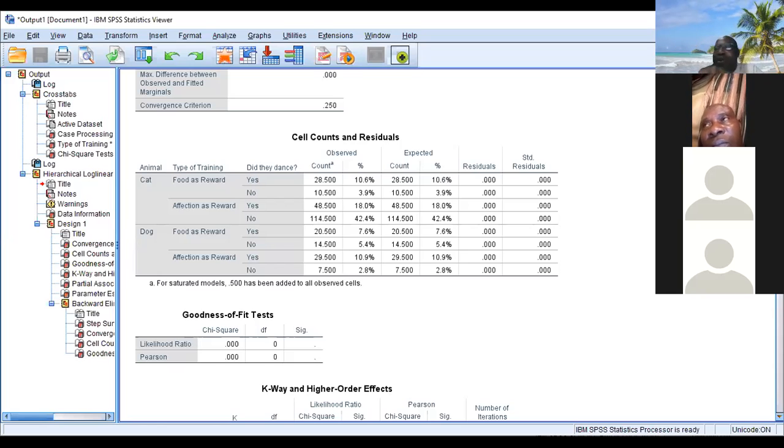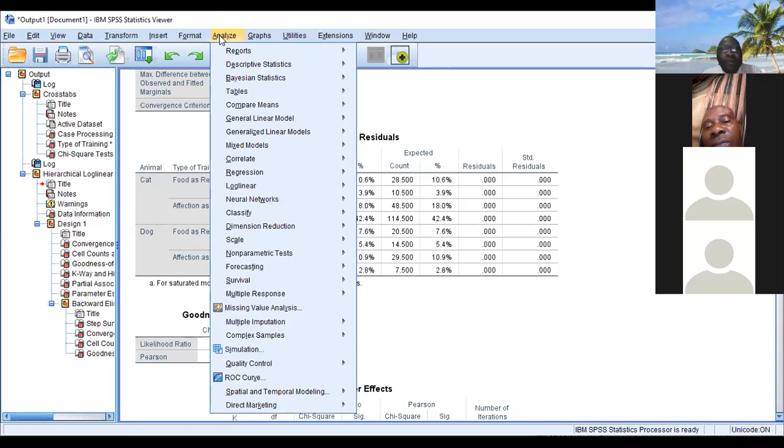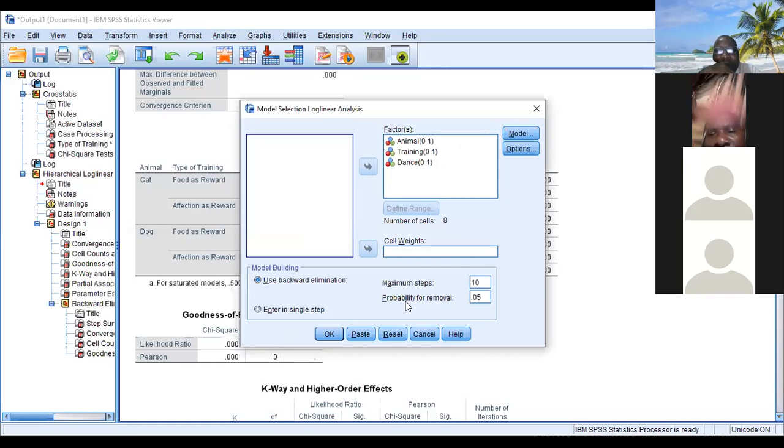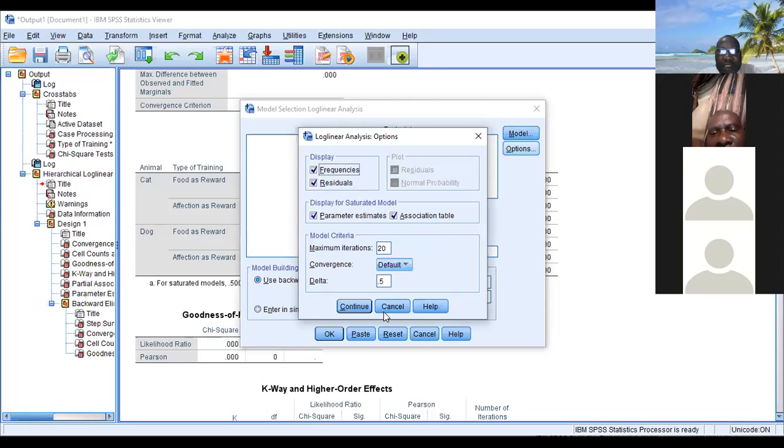If you don't want it, I want to show you. I wanted to tell you when you were running it. We are not running anything. Just go back to analyze. Go to log linear, model selection. Click on option. Can you see delta is 0.5?